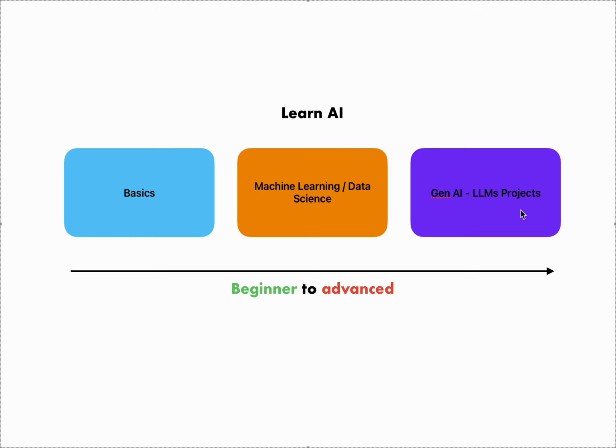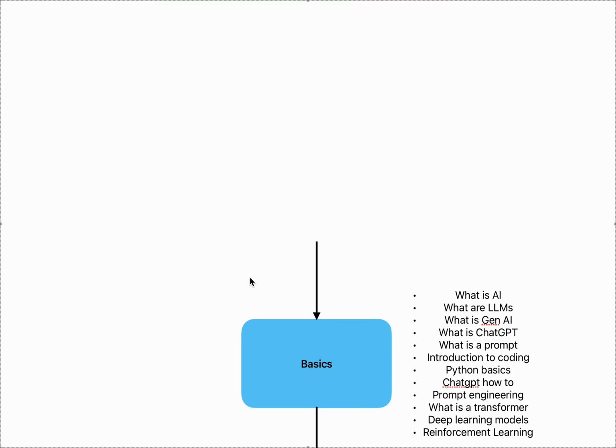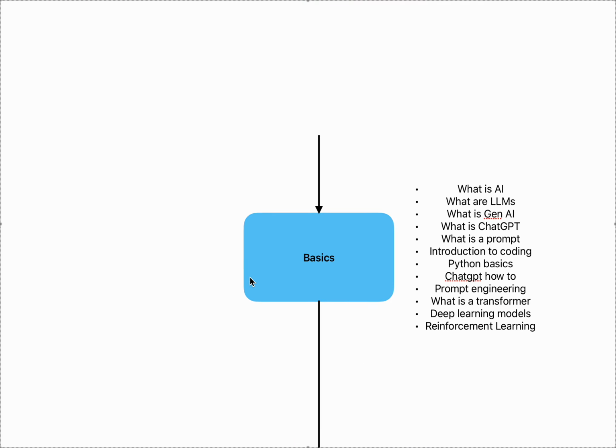And then here we're gonna move on to projects using generative AI and large language models like ChatGPT and how to create a ChatGPT from scratch. Again, beginner to advanced. I'm gonna start with the basics. Sometimes I'm also gonna move on to data science, but again through the whole series of videos. Today we're only gonna focus on the basics: what is AI. This is what we can call unit number one.